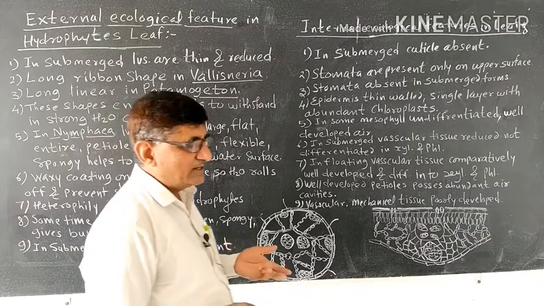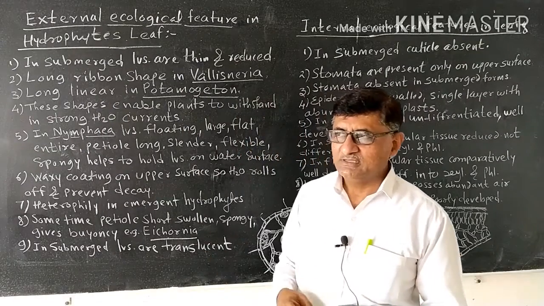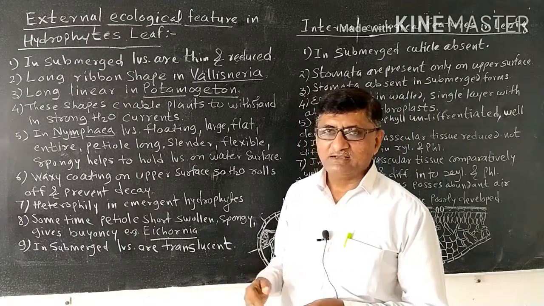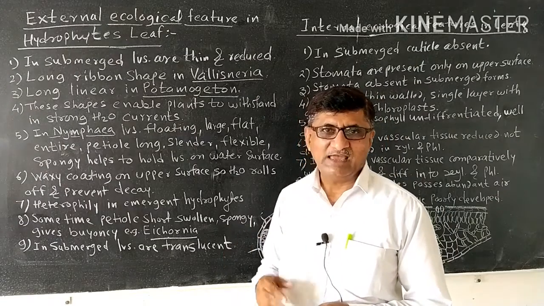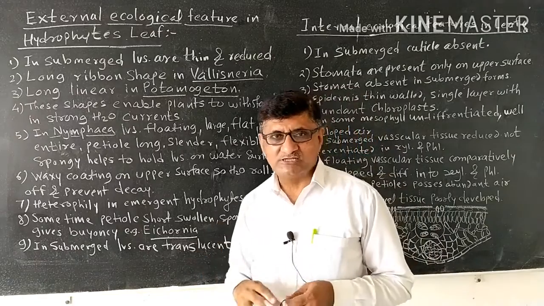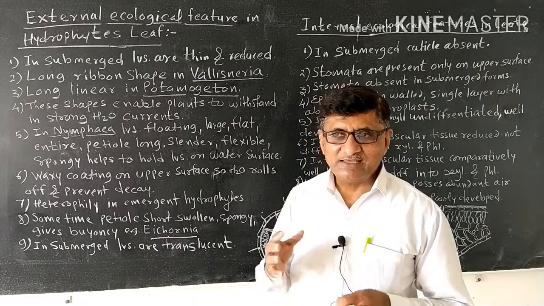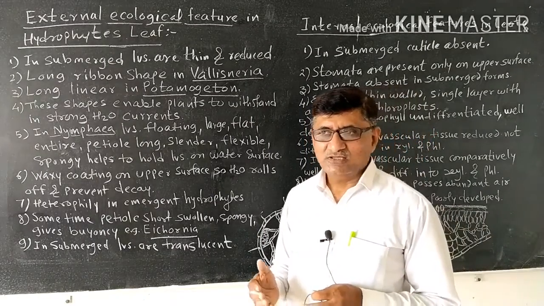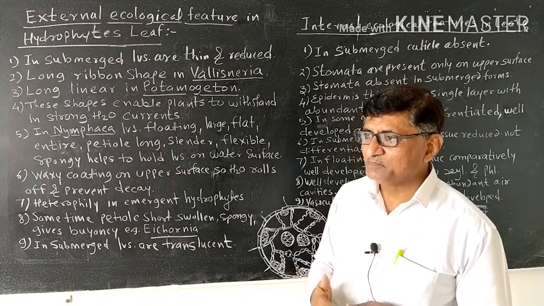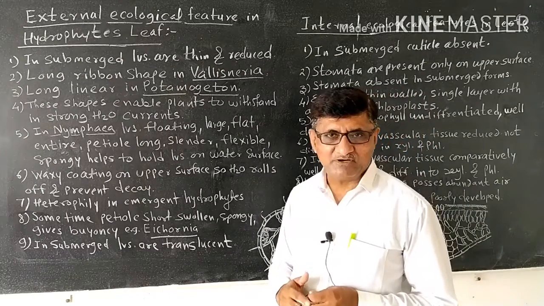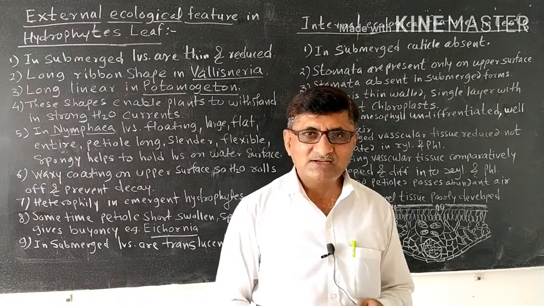hydrophytes. As you already know, hydrophytes are further differentiated into three to four types: free floating hydrophytes, rooted hydrophytes, submerged hydrophytes and ephemeral. And according to this type you will see some variations in the external and ecological adaptations in the particular organs of the hydrophytes. So today we want to see what external and internal adaptations are seen or develop in hydrophytic plant leaves.